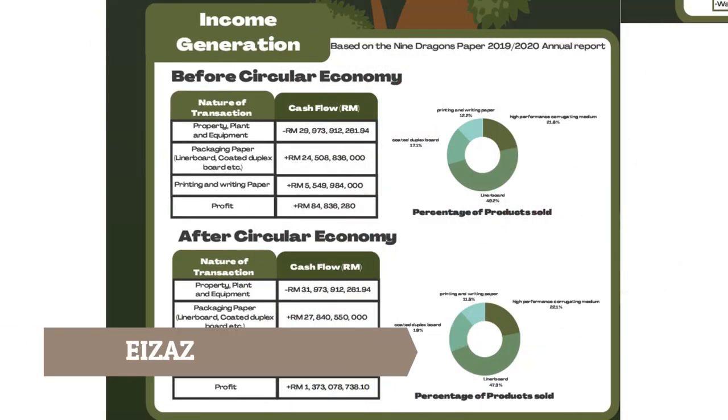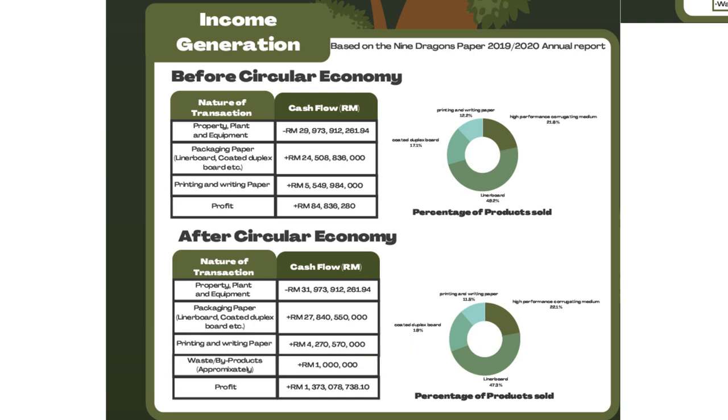So now, I'm going to talk about the income generation for the pulp and paper industry. Our findings were based on the Nine Dragons Paper 2019-2020 Annual Report. There are two tables here, one before circular economy and the second after circular economy. As you can see, the cost of operating the plant, property and equipment is much more expensive when we have circular economy, and this is because the number of equipment used was more in order to reduce the amount of waste produced, thus increasing the yield of the paper and pulp produced.